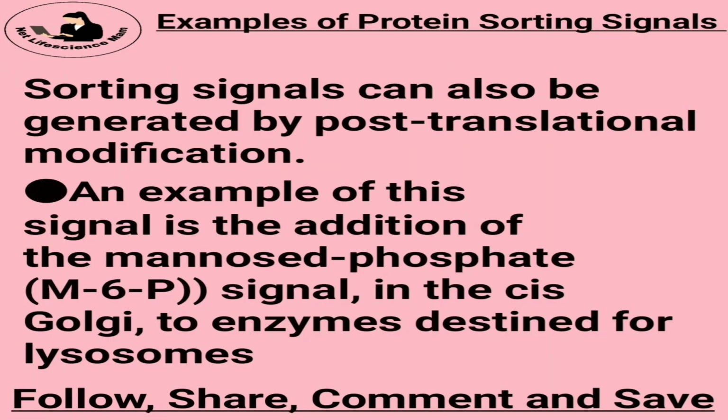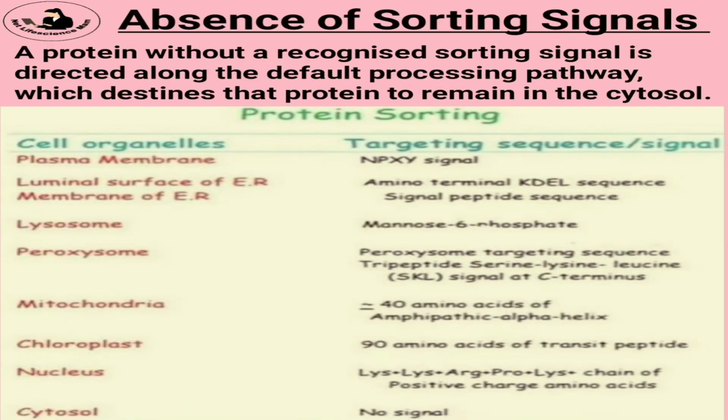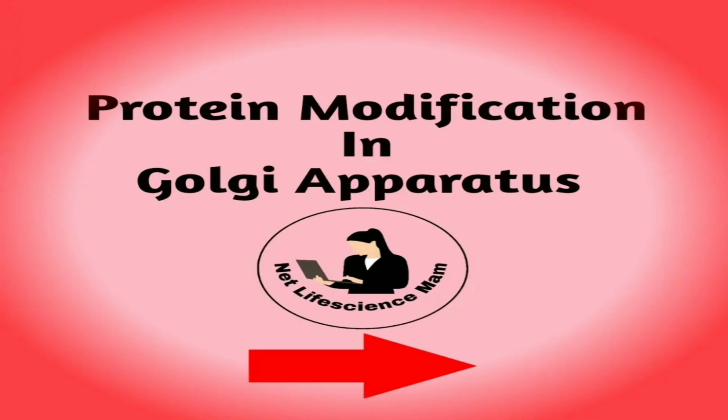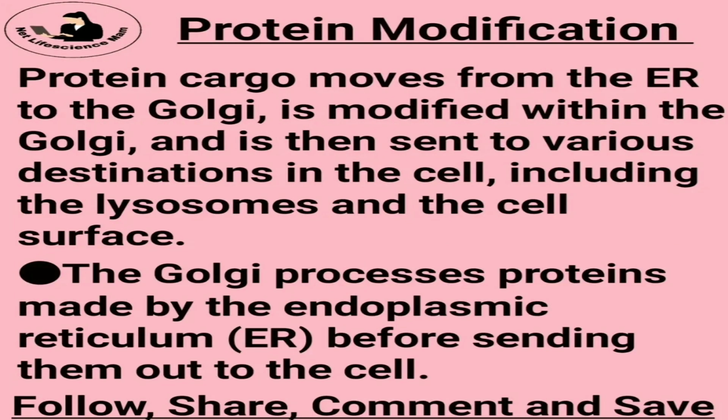What is the sorting, packaging, and transport of proteins? Proteins are sorted into the regulated secretory pathway in the trans-Golgi network, where they are packaged into specialized secretory vesicles. These secretory vesicles, which are larger than other transport vesicles, store their contents until specific signals direct their fusion with the plasma membrane.